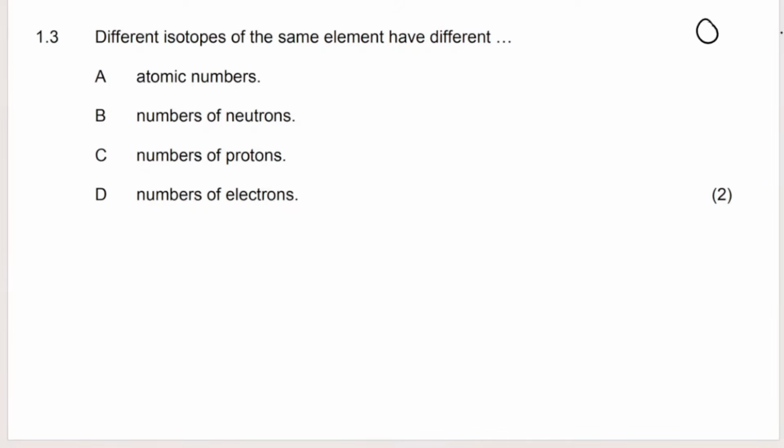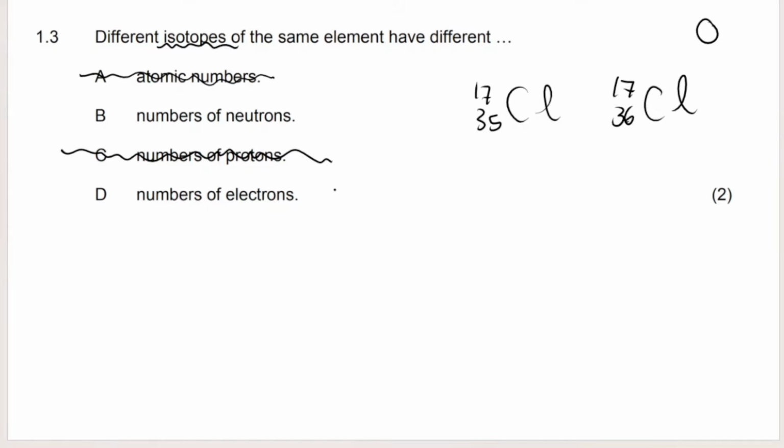1.3 says different isotopes of the same element have different... Now, you should have studied isotopes. For example, we can have chlorine-35 and we can have chlorine-36. We can see that they have the same atomic number. So atomic number is definitely not the correct answer. They have the same atomic number, and we know that the atomic number is the number of protons. So it's definitely not that option.